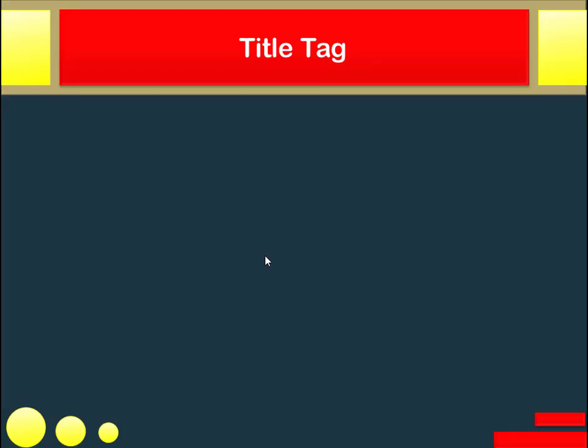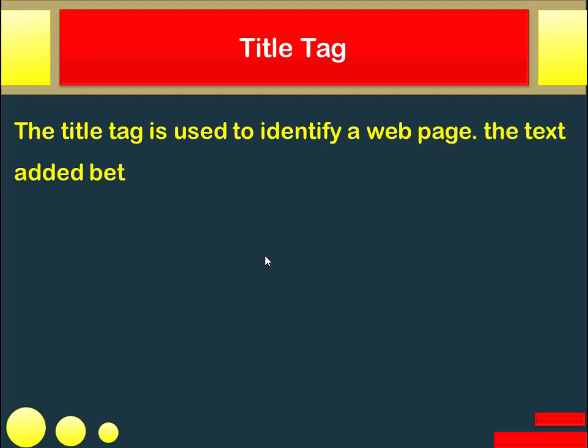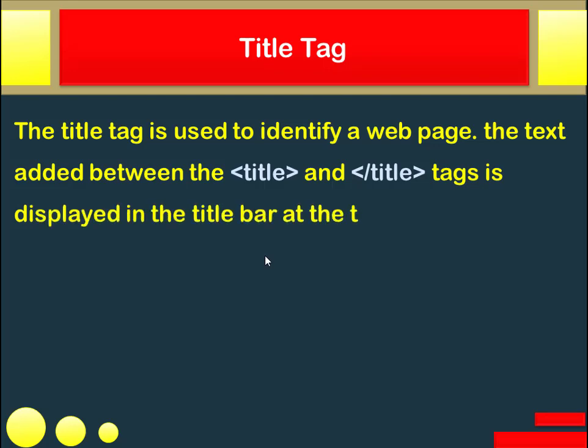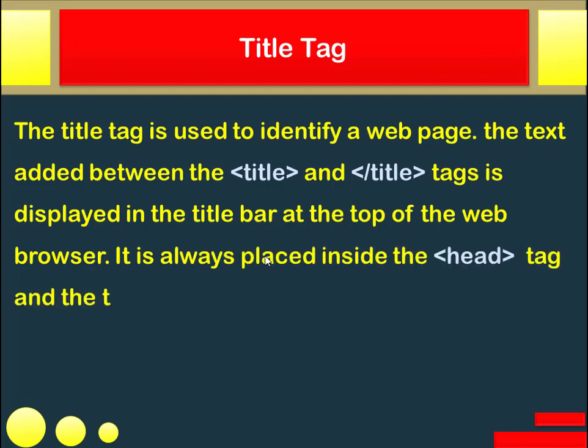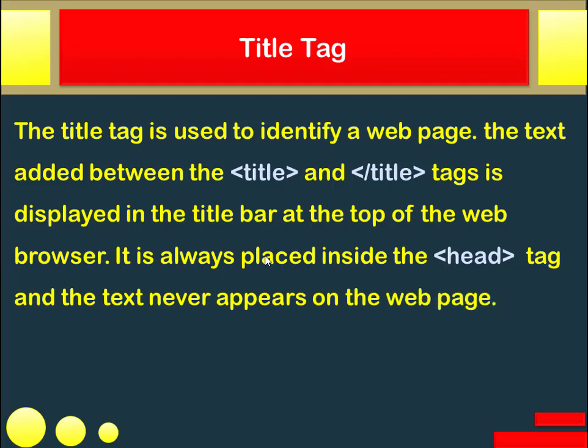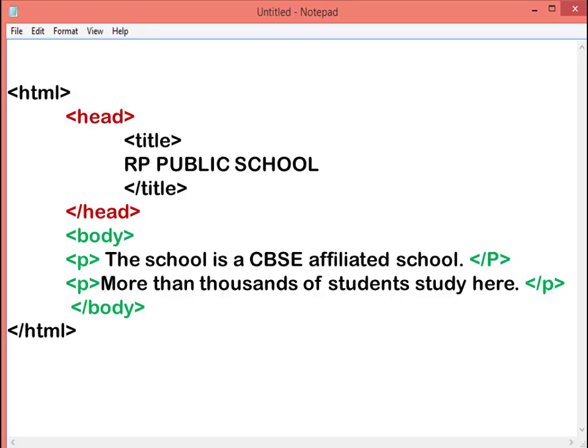Okay, the title tag. The title tag is used to identify a web page. The text added between the title and the title closing tag is displayed in the title bar at the top of the web browser. It is always placed inside the header tag and the text never appears on the web page. This I will show you. You could see here, this is your title, and this title is always placed within the header tag, but it doesn't show on the web page.